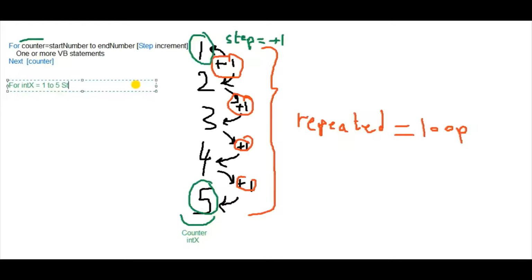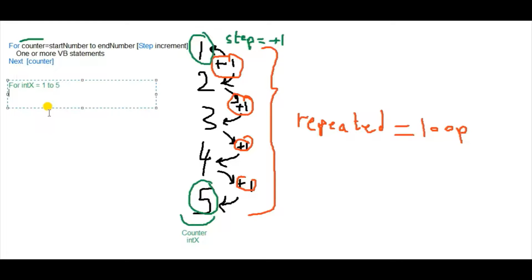So the step is +1. But as I said before, if the increment is only by 1, step 1 can be deleted. By default, if you don't type step, the increment will be +1. And let's have a very simple statement to show the output of the integer x increasing from 1 to 5 in a list box.